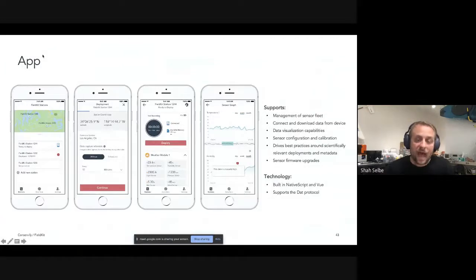And then the app, really the idea behind it was, if you think about hardware and think about your ideas.